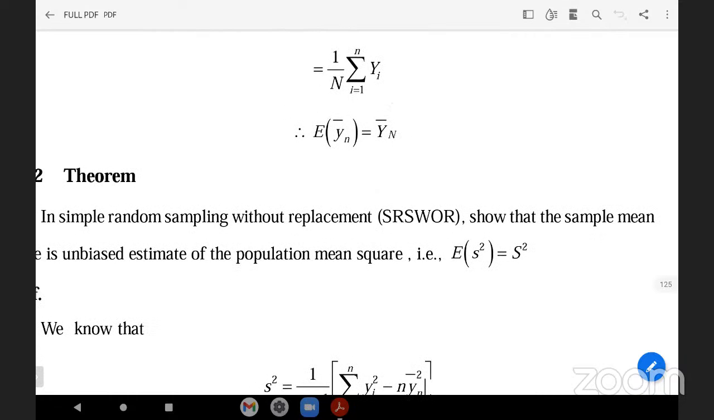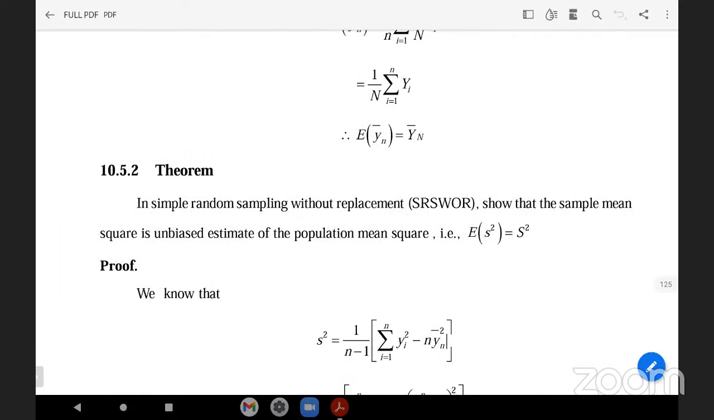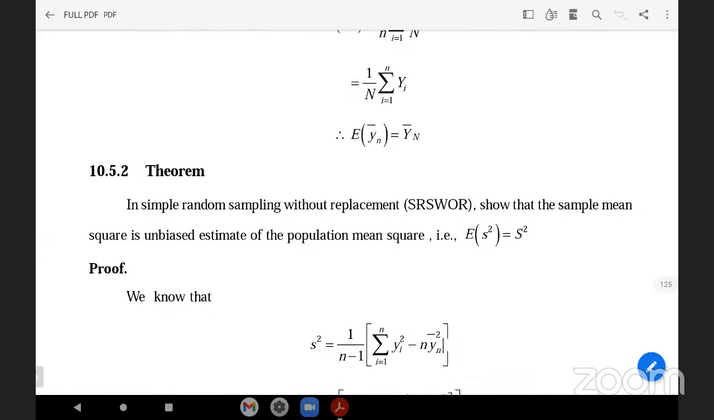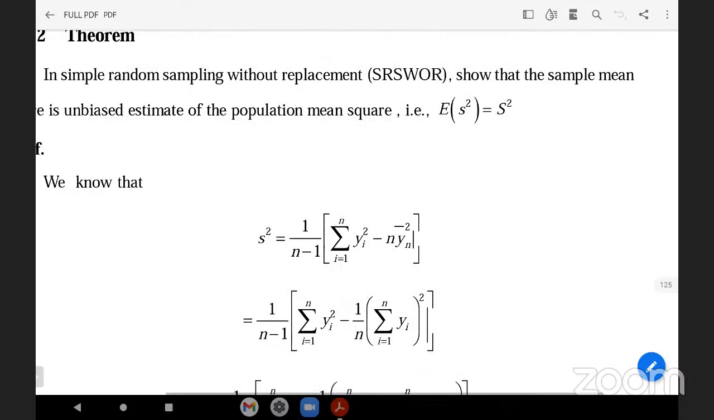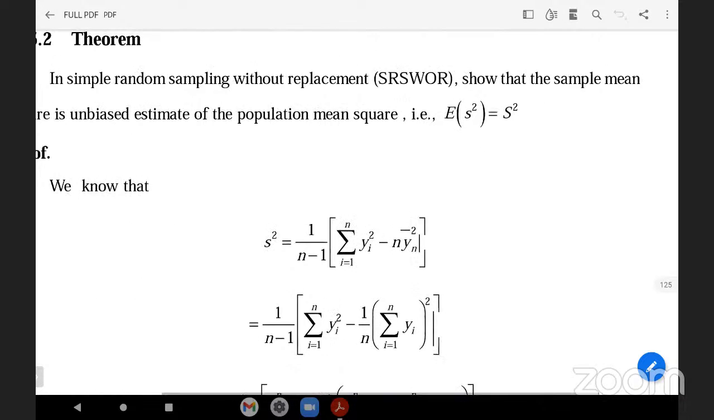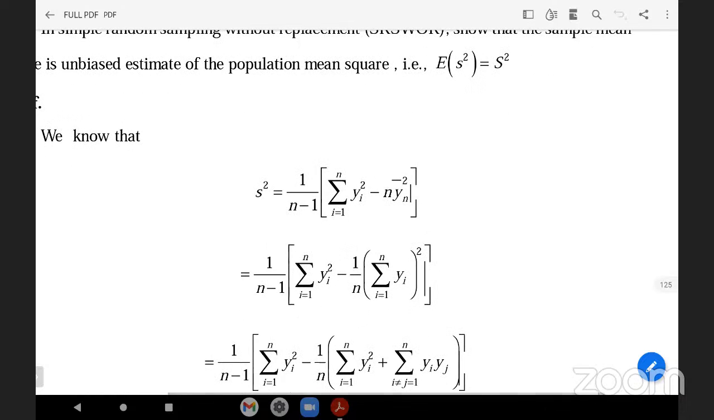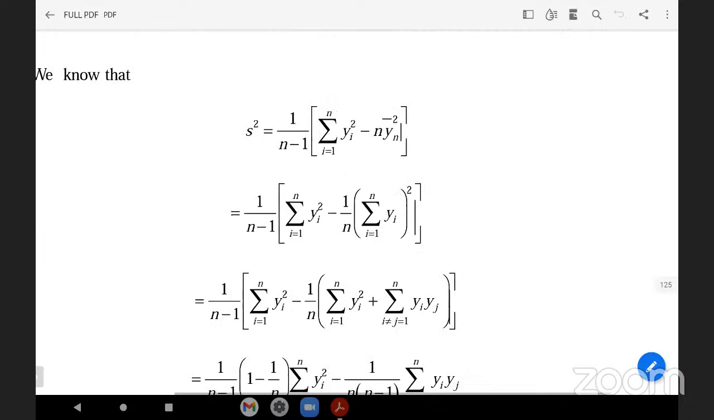Similarly, for the population, if I take the sample variance, we want to prove E of s square is equal to S square. That comes to the second theorem. Now s square equals 1 by n minus 1 into summation yi square minus n into ȳn square. So it is 1 by n minus 1 into summation yi square minus 1 by n into summation yi by n whole square, because ȳ is the mean.